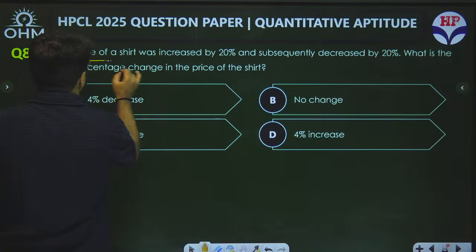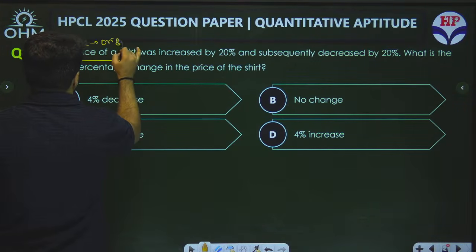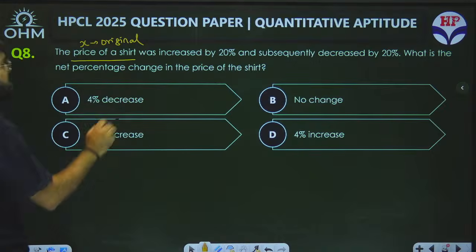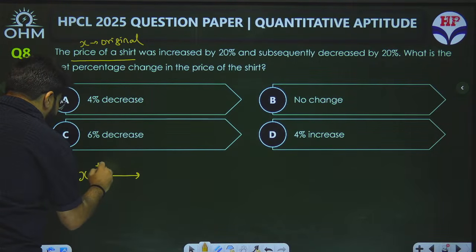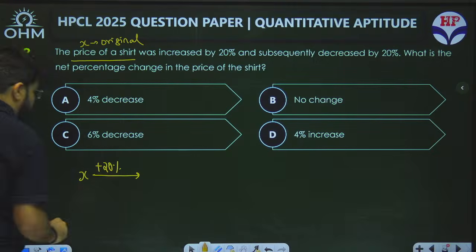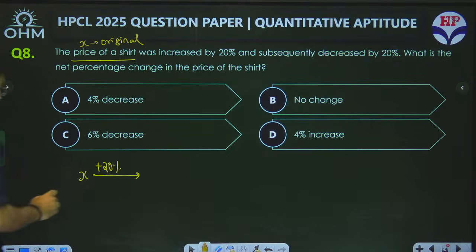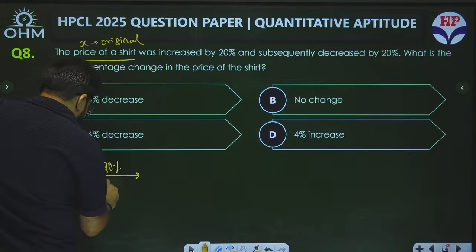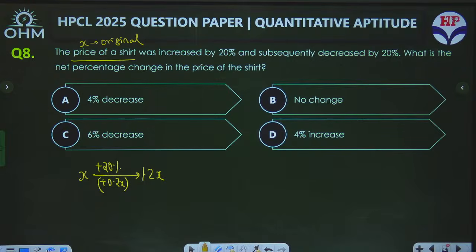Suppose the original price of the shirt is equal to x. It was increased by 20%. Whenever you say it was increased by 20%, that means 0.2x. So the net value is 1.2x. So that is the net increased value.